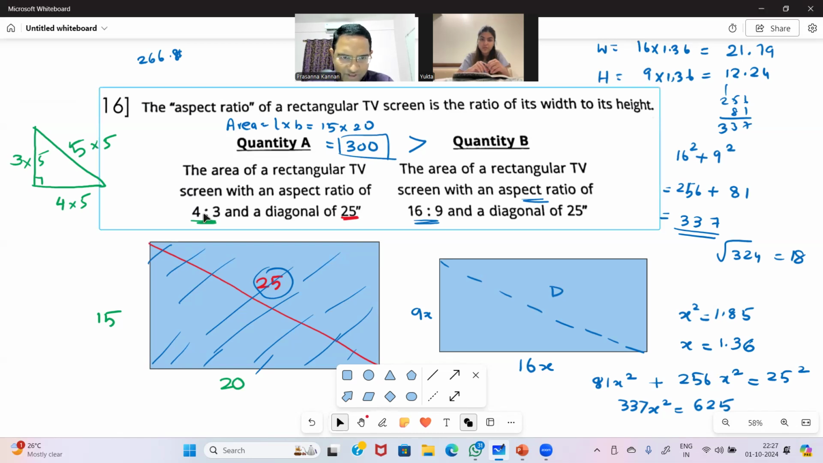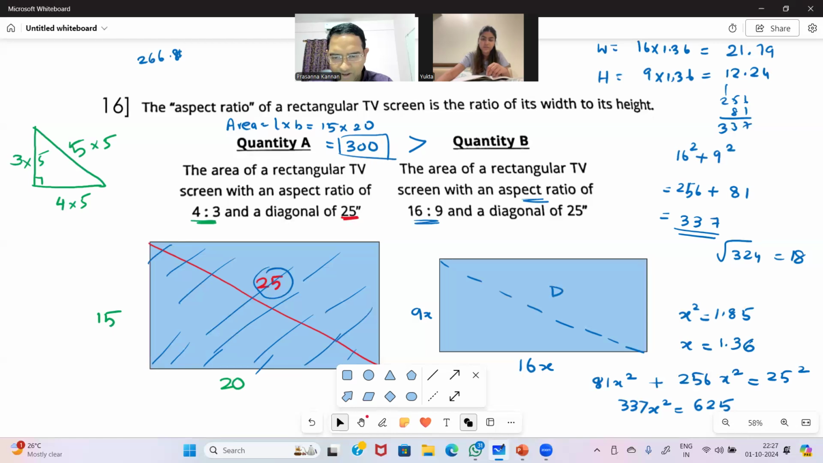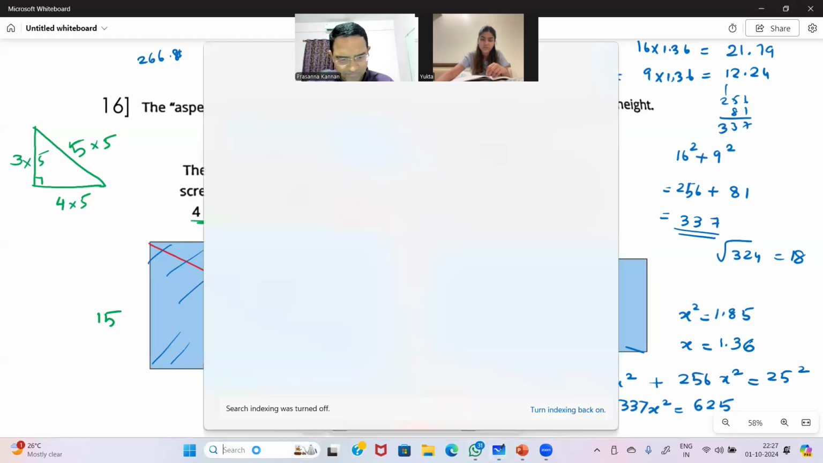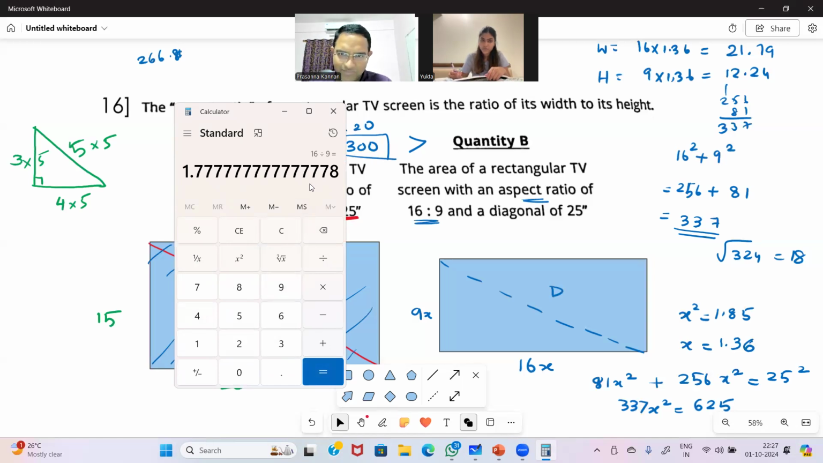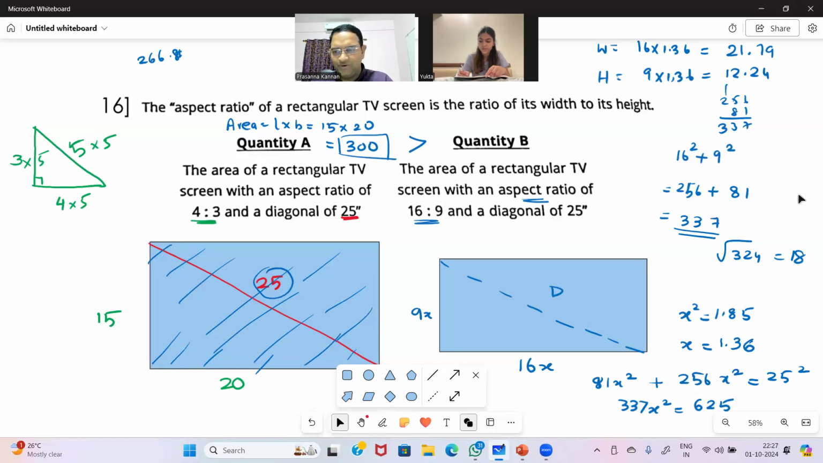So what is the aspect ratio here? 4:3 is what? 4 divided by 3 is 1.33. 16 divided by 9, what is that? 1.77, which is farther from 1. The first one, 1.33, is closer to 1, and the closer it is, the greater the area. That's it. So you can skip all these calculations.